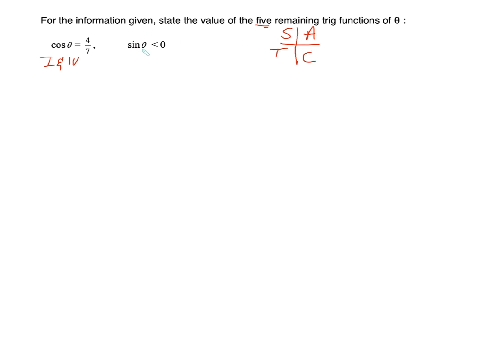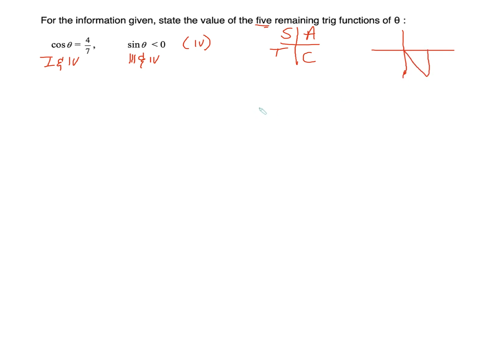Now over here they said that sine is less than 0, so sine is negative. Here all is positive, here sine is positive, which means that sine is negative in quadrant 3 and quadrant number 4. So who do these two have in common? Quadrant number 4. So this function is going to be occurring in quadrant number 4, which is down here.